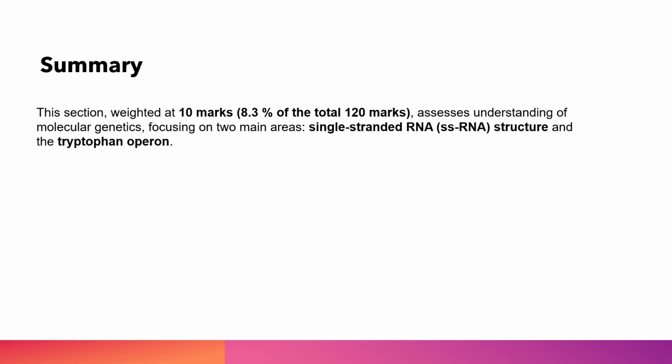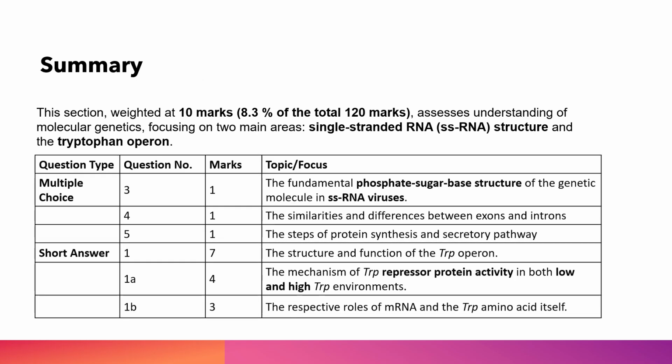This section, weighted at 10 marks, 8.3% of the total 120 marks, assesses understanding of molecular genetics, focusing on two main areas: single-stranded RNA, ss-RNA, structure, and the tryptophan operon. Multiple choice question 3. The fundamental phosphate-sugar-base structure of the genetic molecule in ss-RNA viruses. Multiple choice question 4. The similarities and differences between exons and introns. Multiple choice question 5. The steps of protein synthesis and the secretory pathway.